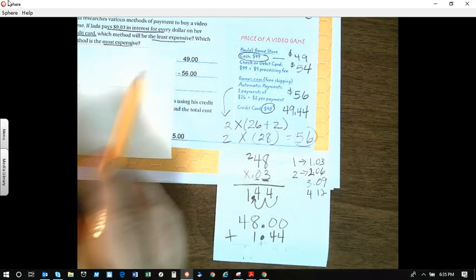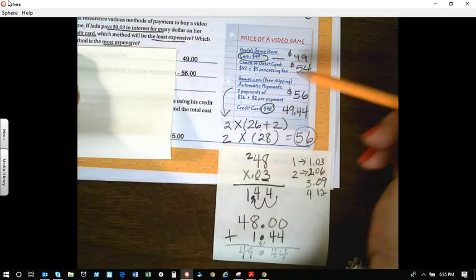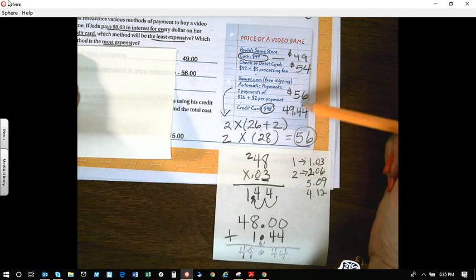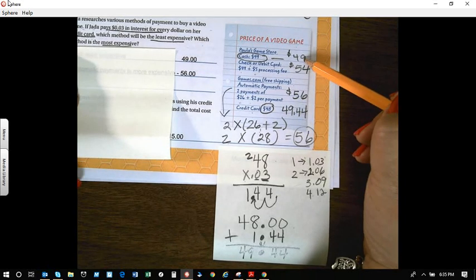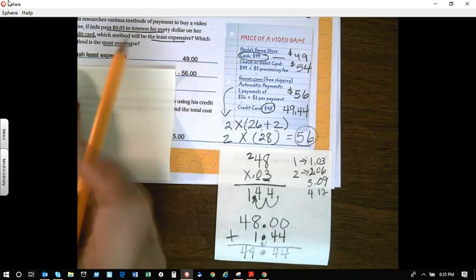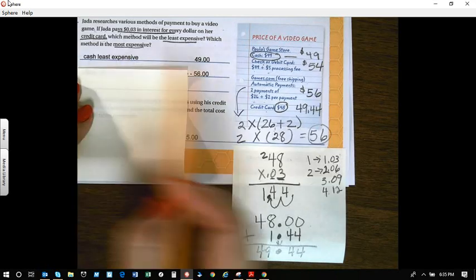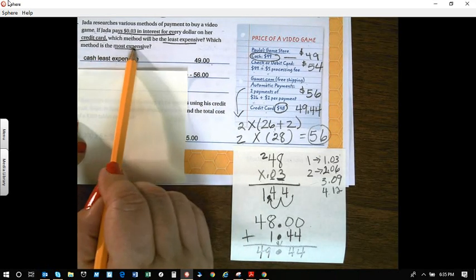Now let's look at here. Which method would be the least expensive? Looking at everything that we've done, which is the least expensive? Paying by cash. So if you got cash, best thing is to pay by cash. Cash is least expensive because it's $49. Which method is most expensive?